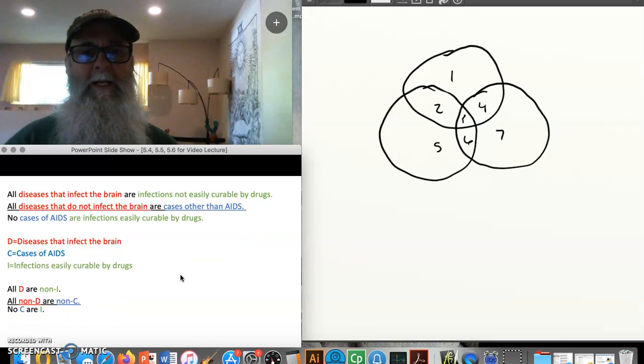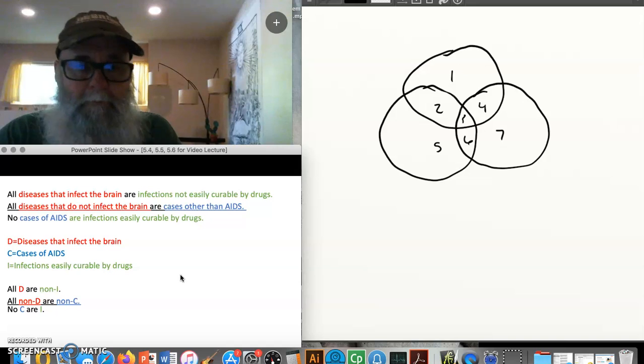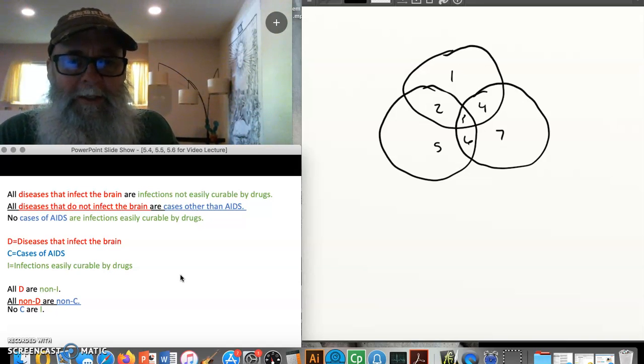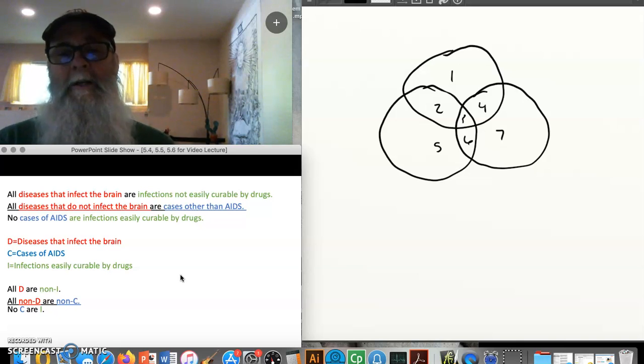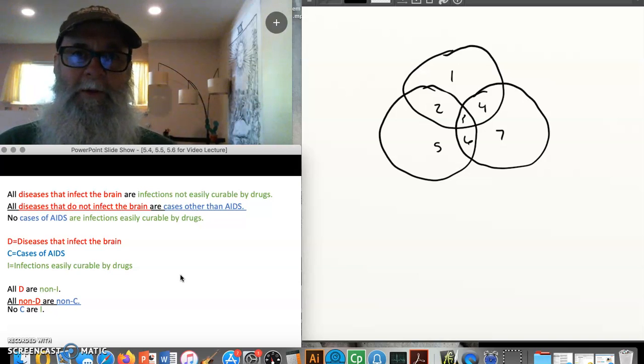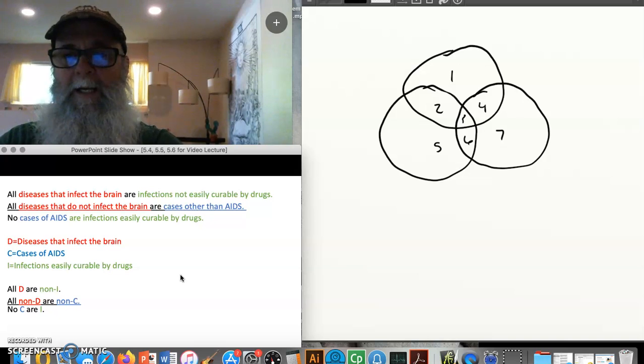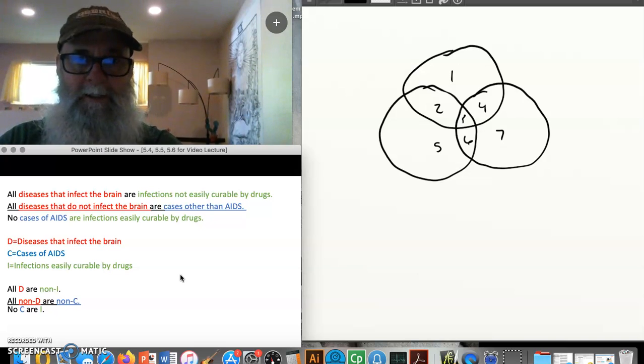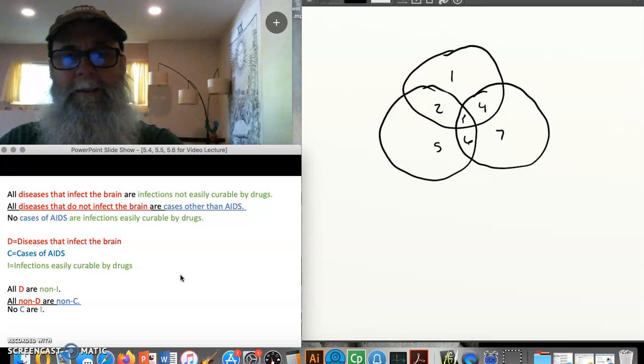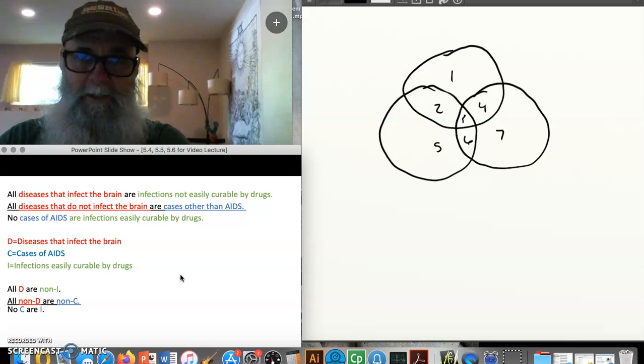And when I get this symbolized out, I get this: all D are non-I, all non-D are non-C, therefore no C are I. All right. This looks far more manageable than the word salad we began with. But I still have some work to do, because I remember that the three terms of my argument have to appear exactly the same way two times each. And right now I've got D and non-D, C and non-C, and I and non-I. So I've got way too many terms here.